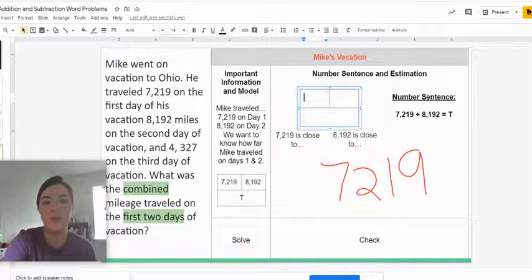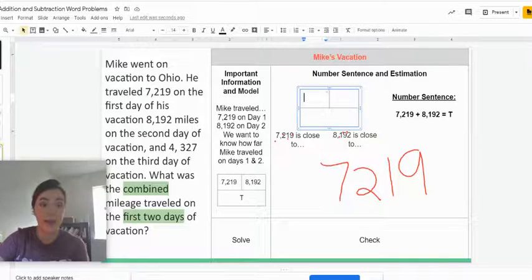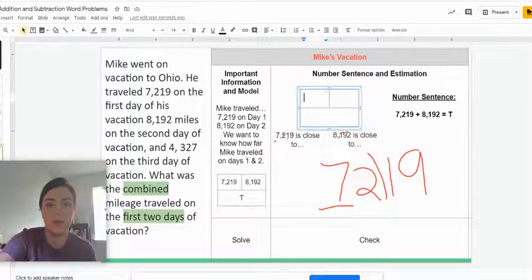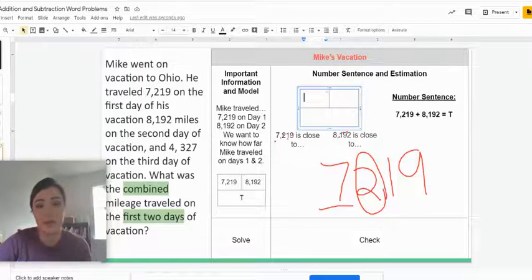And I know I'm rounding to the thousands place because they both have a ones place, a tens place, a hundreds place, and a thousands place. And when we add and estimate, that tells us that we need to go to the highest place value that the number has in common. Okay, so I'm going to underline my thousands place, circle the number next door.